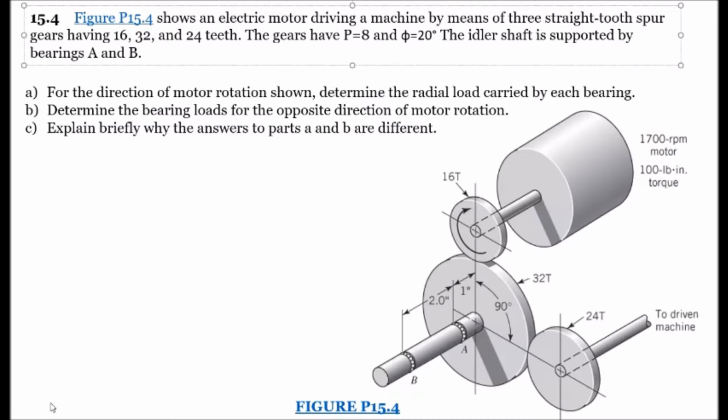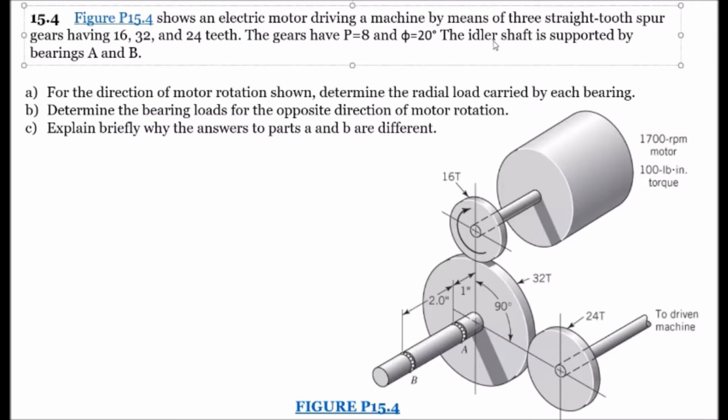Let's take a look at problem 15.4. In this problem, we have an electric motor driving a machine by means of 3 straight tooth spur gears. So we know we're dealing with straight tooth spur gears in this one. The gears are going to have teeth of 16, 32, and 24. So we have 16 for our motor gear, 32 for our idler, and 24 for our machine. These gears have a pitch of capital P equal to 8, and an angle phi equal to 20.